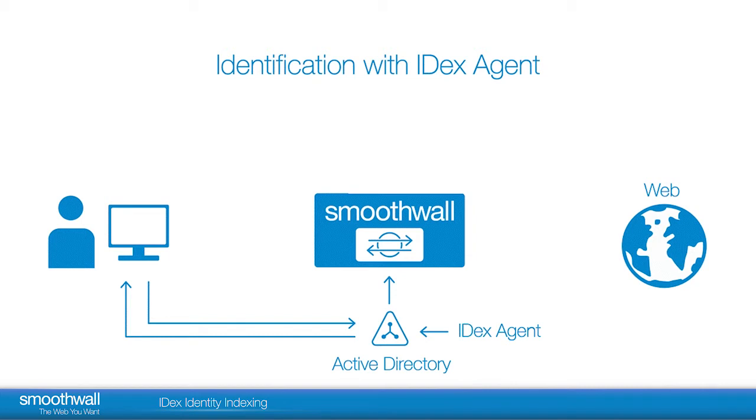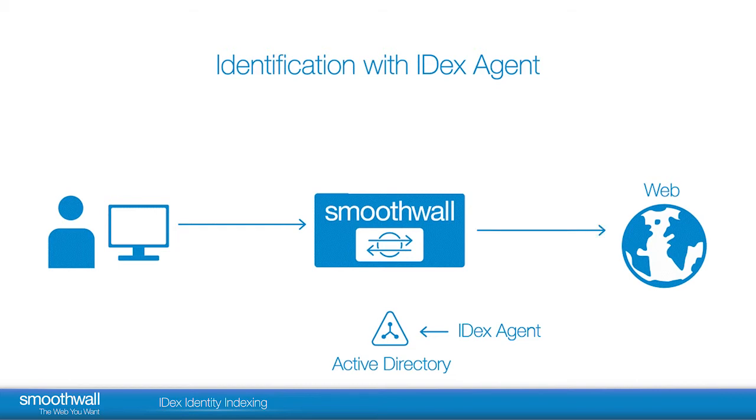This means that when a user makes a web request, the Smoothwall already knows how to identify the user and so can apply the appropriate filtering and firewall rules instantly. Again, with no need to communicate directly with the Active Directory domain controller. You can use the IDEX client or agent with IDEX Directory or both together.